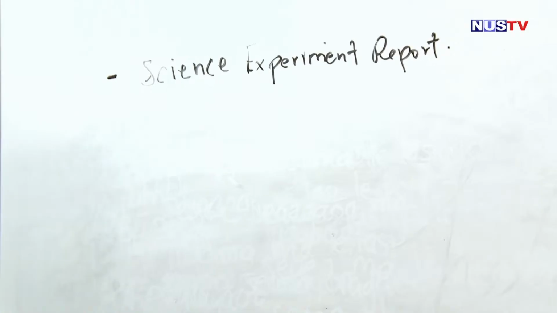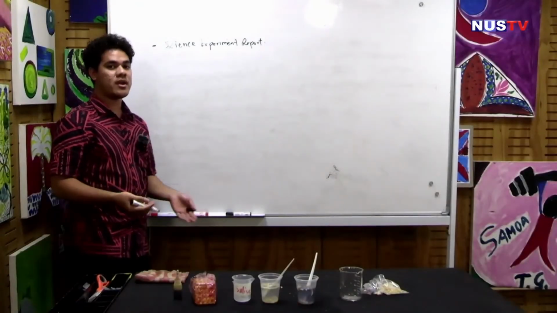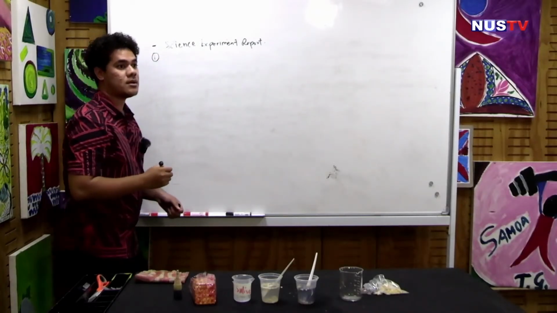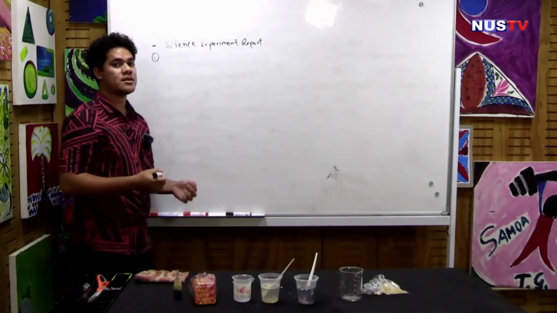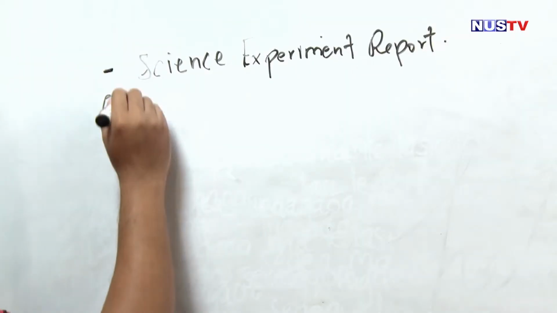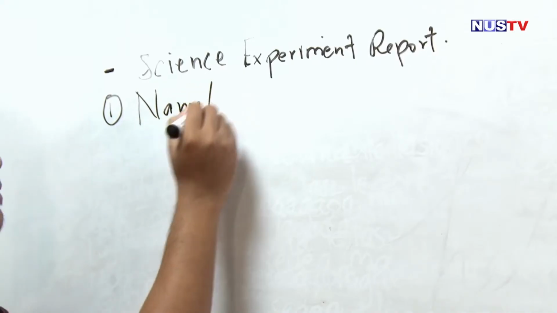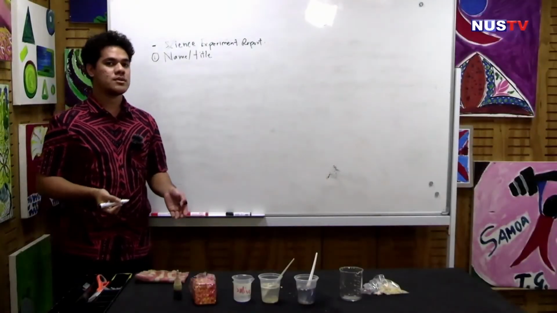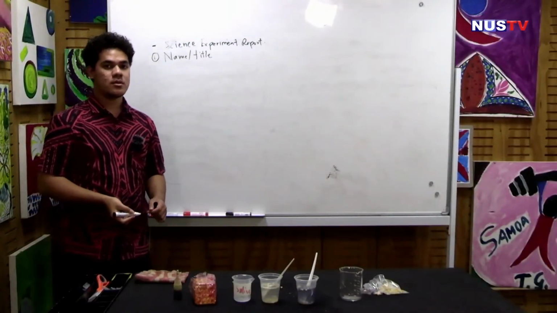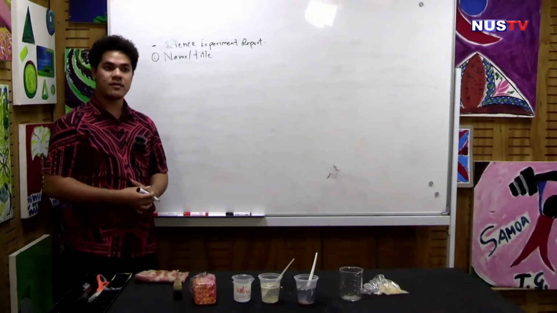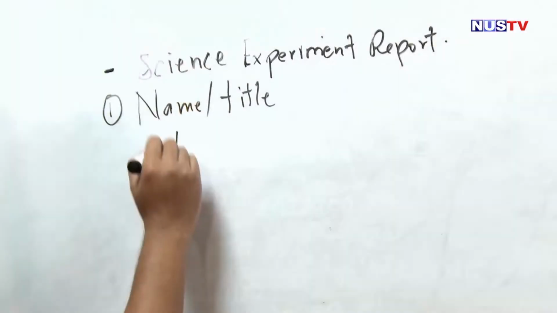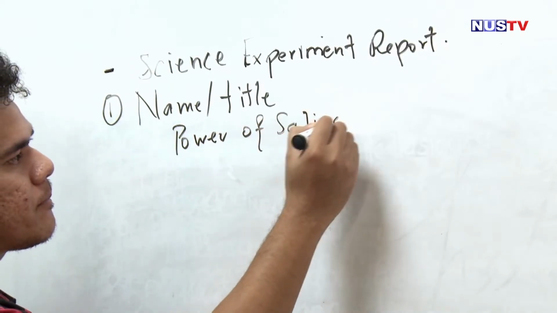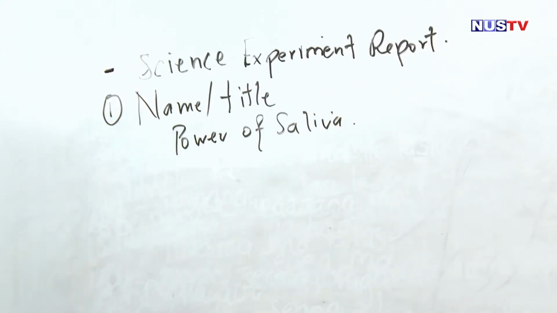Okay, note this, that for every science experiment, you should have a written report. So the first thing that you need to put down on a report is the name or the title of the science experiment. For example, to name the experiment that was done earlier today, we can say that the name of that experiment is saliva, or we can say the power of saliva. It's very simple and it's very clear.